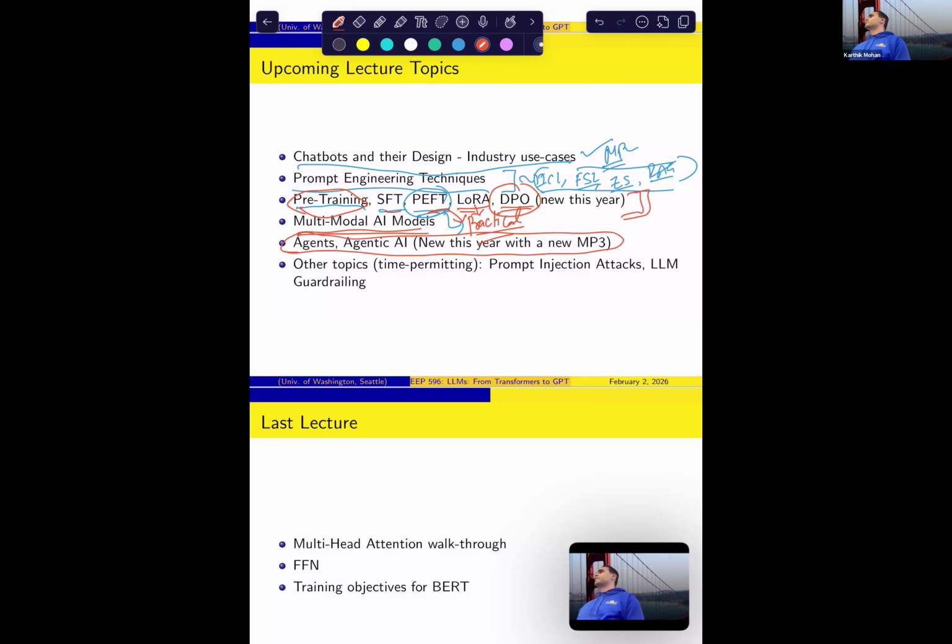So we'll probably spend 2 or 3 lectures on this for agents and agentic AI. And then other topics are all time permitting, depends on how much time we have left.